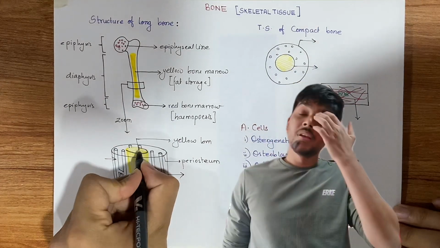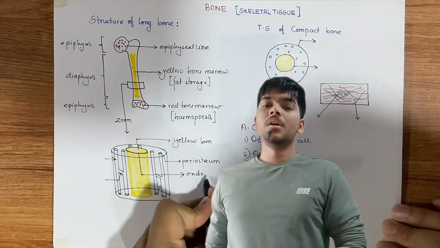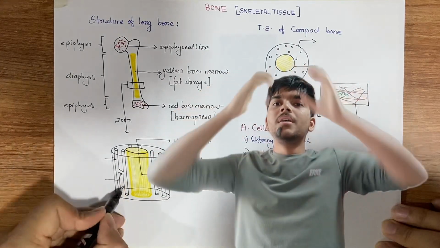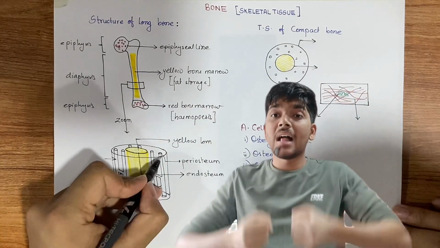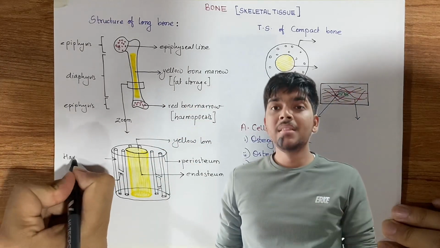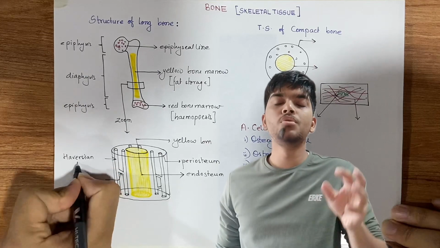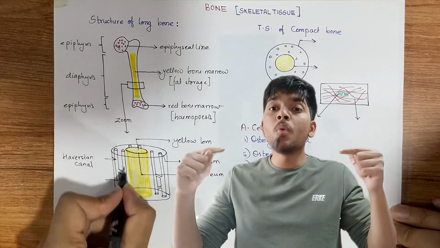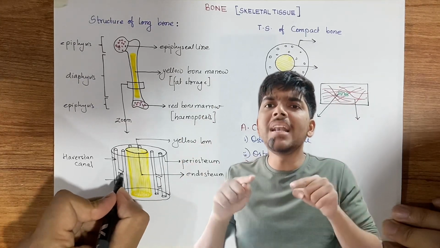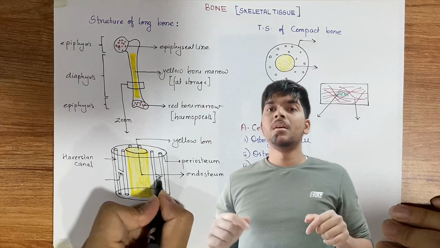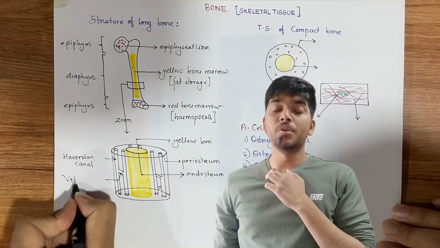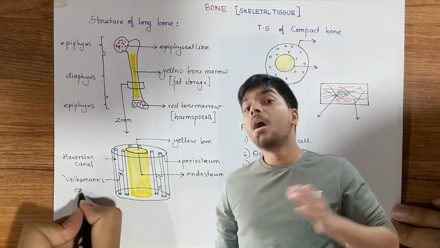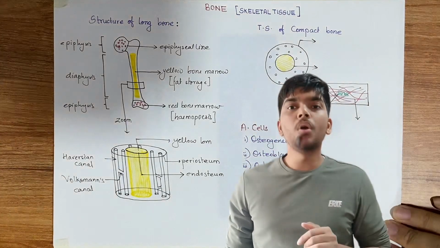Endo means inside. Inside your compact bone, you can find these vertical canals that run parallel to the yellow bone marrow. These vertical canals are known as Haversian canals. They carry blood vessels and nerves to your bone cells. While these vertical canals are connected to one another with the help of obliquely placed horizontal canals called Volkmann's canals. So you need to remember that the vertical canals are your Haversian canals, while the horizontal canals are your Volkmann's canals.